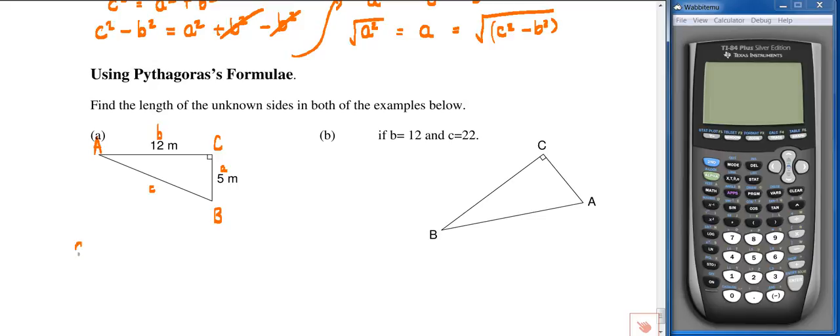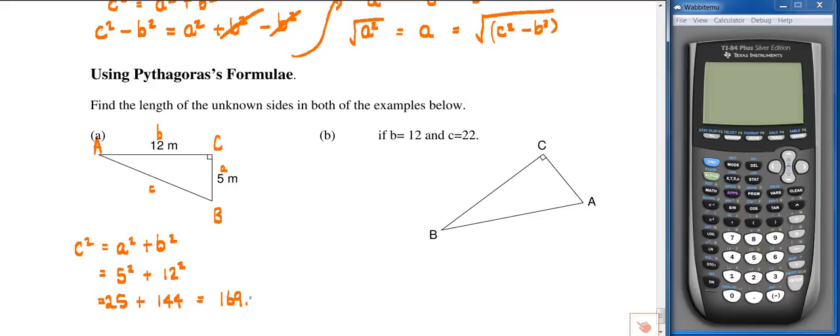Okay, the formula is c squared equals a squared plus b squared, so we can substitute into that formula quite quickly. A is equal to 5 metres, so that's 5 squared. B is equal to 12 metres, so b squared is 12 squared. So it's 5 plus 144, and, oh, not 5, it's 25, isn't it? 25 plus 144, that gives us 169.